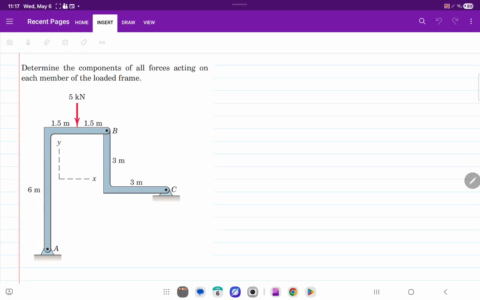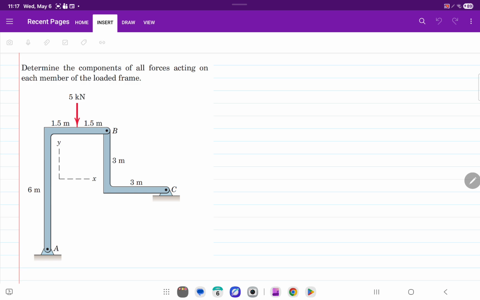Now let's see this problem. Determine the components of all forces acting on each member of the loaded frame. Yeah, so we have a frame, A, B. That's a frame, right? Because the force is on the middle of the member, not only at the joint.